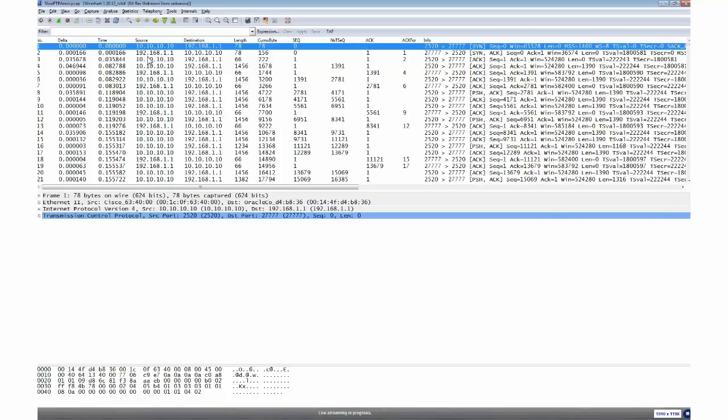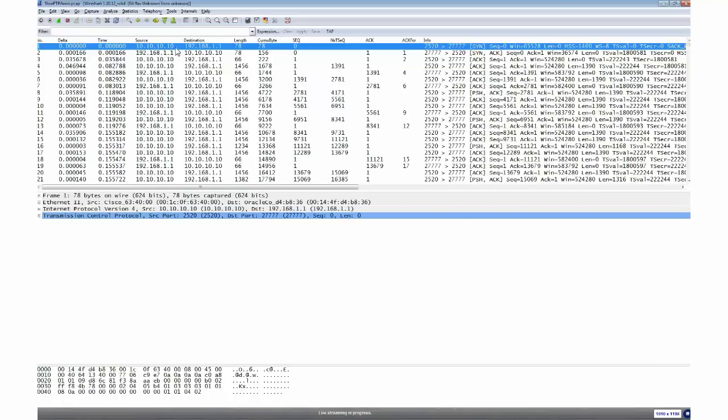Number one, SYN, SYNACK, ACK. That's the handshake. This is when TCP announces itself to one another, saying, I want to open a connection with you. Yes, I'll open the connection with you. Yeah, let's go ahead and talk. That's that SYN, SYNACK, ACK sequence.